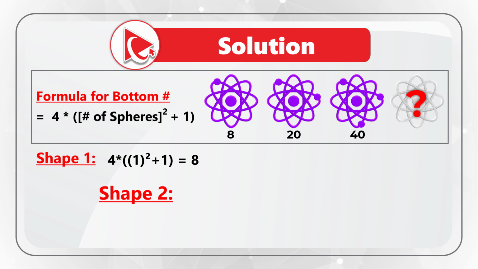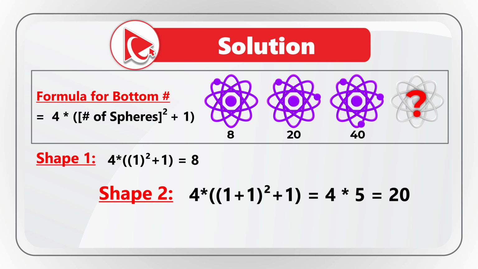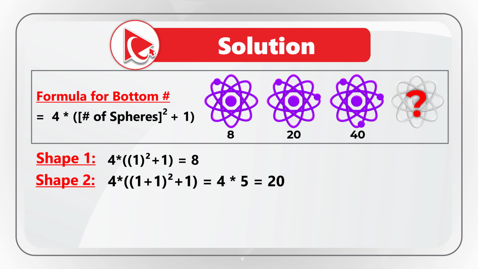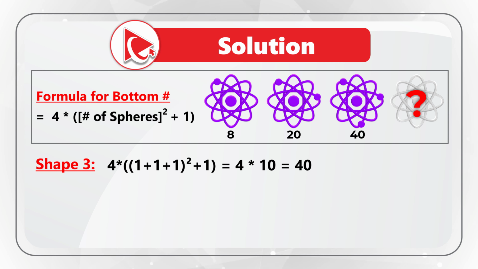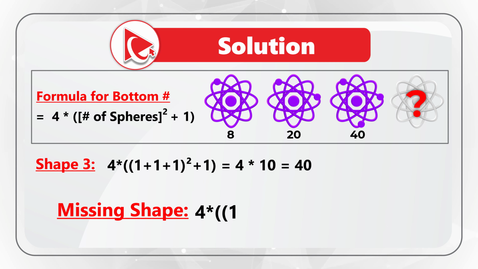For second shape, 4 multiplied in parentheses 1 plus 1 squared, which is 2 squared, which equals 4, plus 1 equals 4 multiplied by 5 equals 20. For the third shape, we need to multiply 4 in parentheses 3 squared plus 1 equals 4 multiplied by 10 equals 40. So to calculate the bottom number for the missing shape, we need to multiply 4 in parentheses 4 squared plus 1 equals 4 multiplied 16 plus 1, 4 multiplied by 17 equals 68.